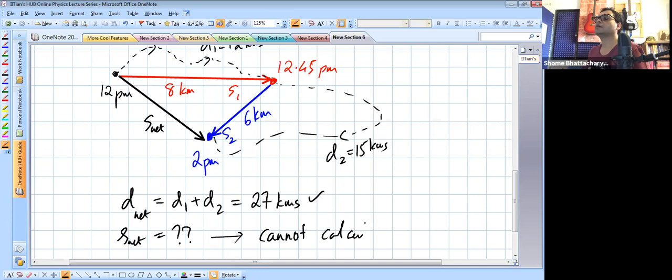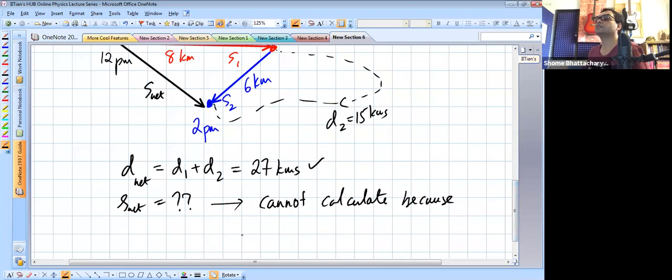Cannot calculate. Because, why can't we calculate? Because there is no information about direction. There is no information given to us about the direction.